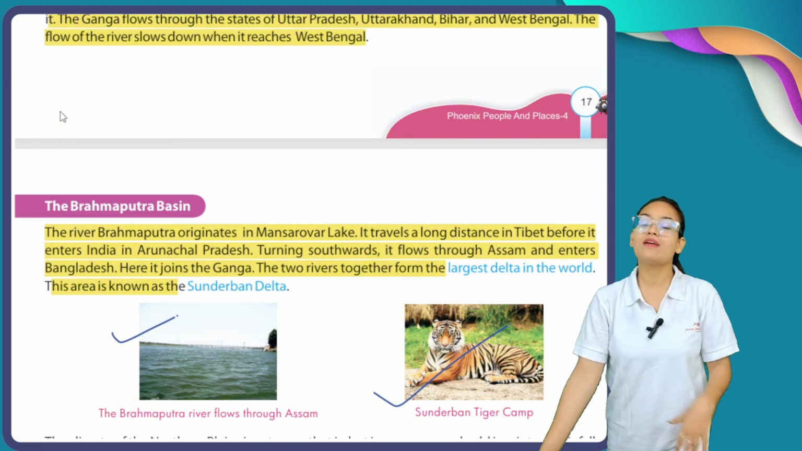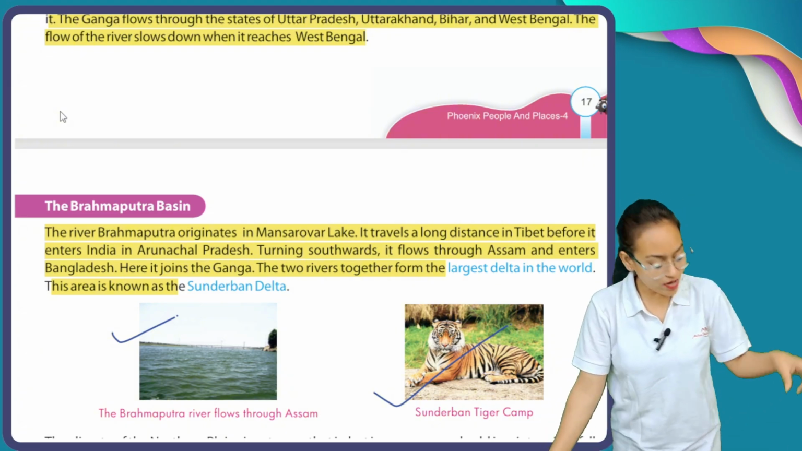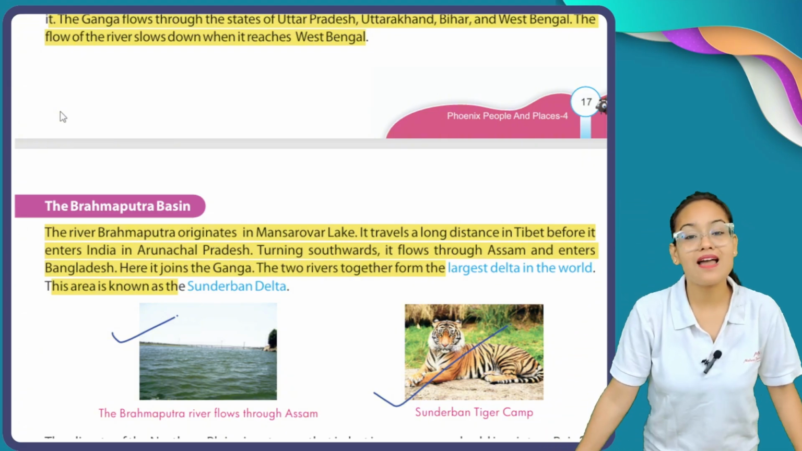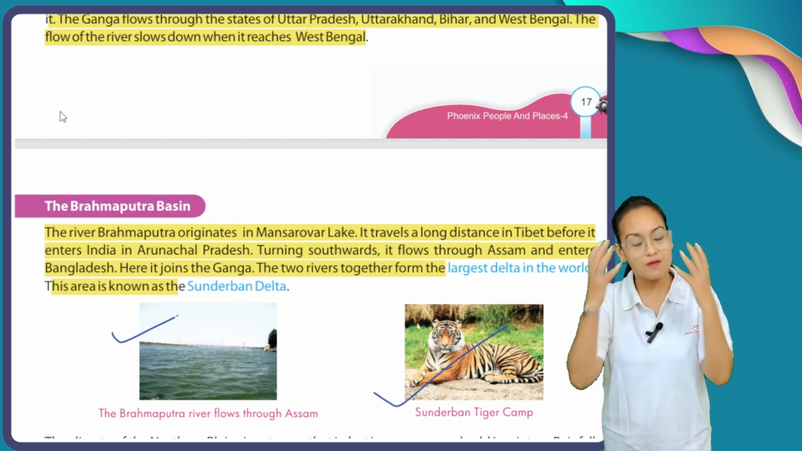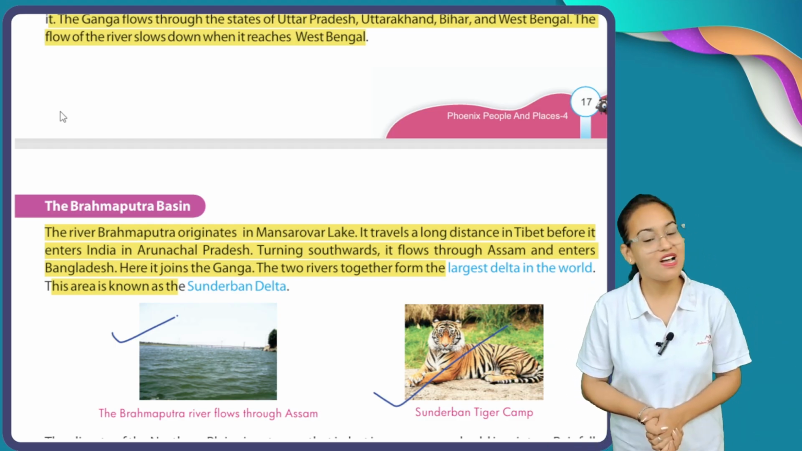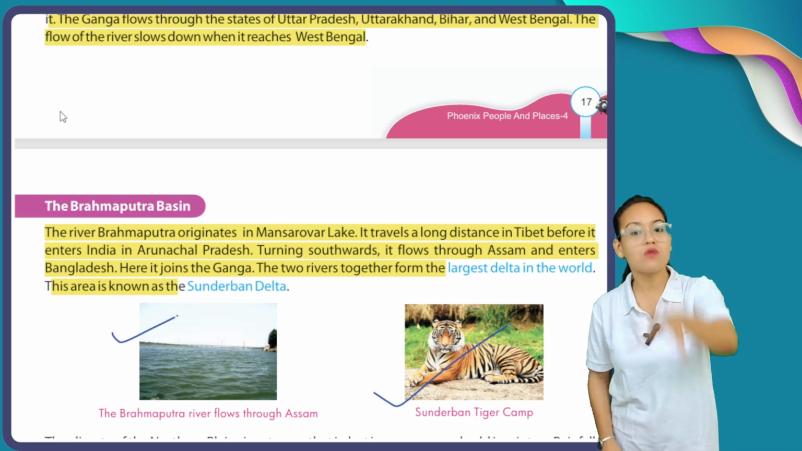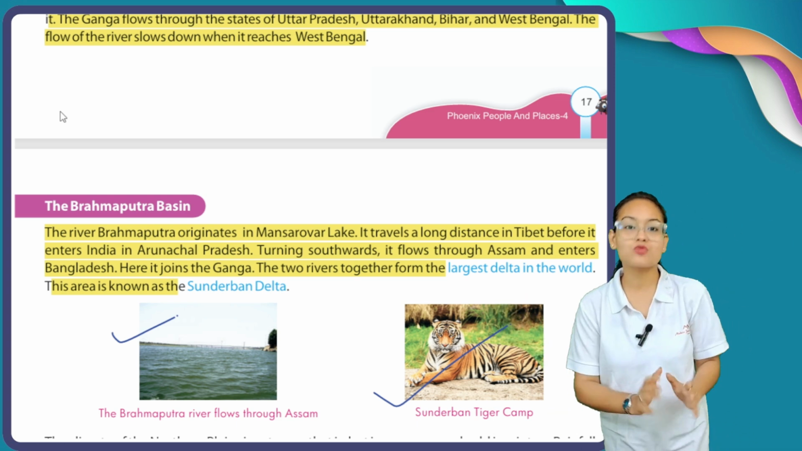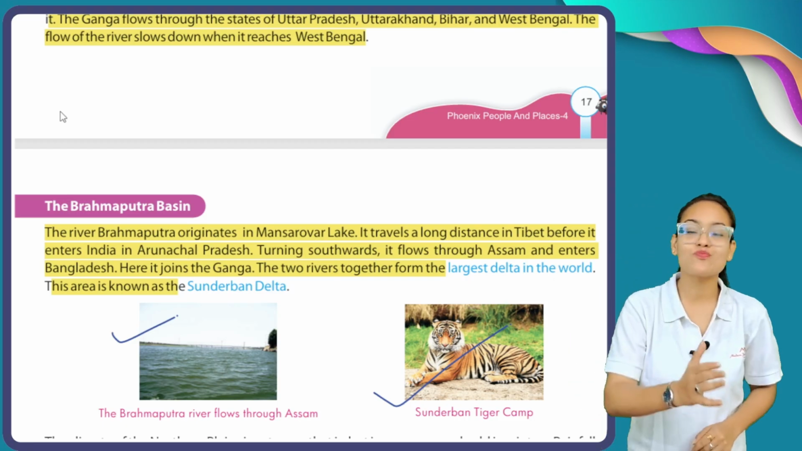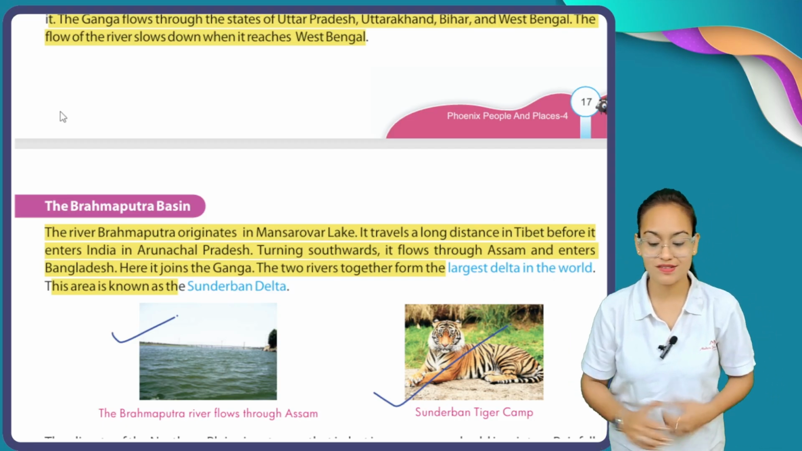Here only the Ganga river remains. Its origin place is in India, and 100% of the Ganga river is present in India. It originates in India and disposes all its water in the Bay of Bengal. That's why the Ganga river basin is the most important river basin of our country.